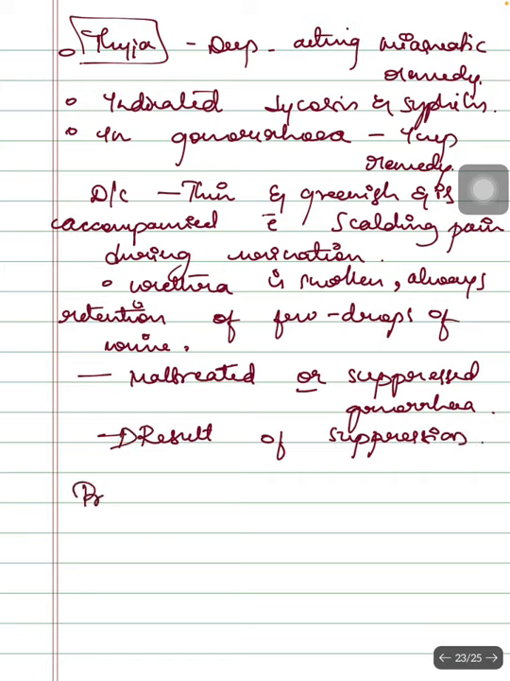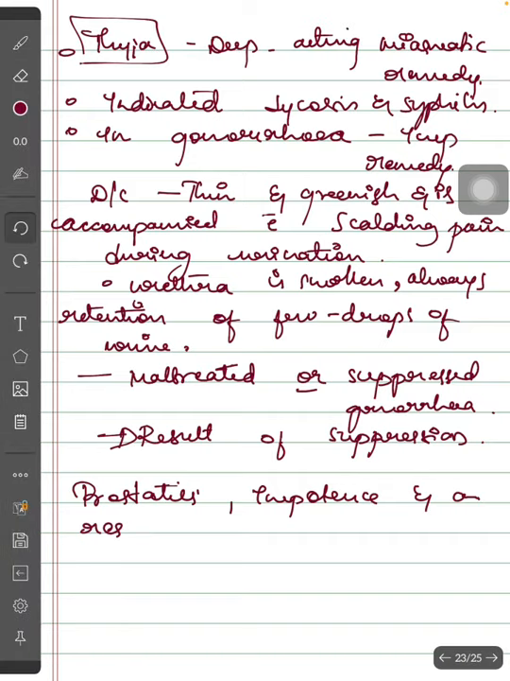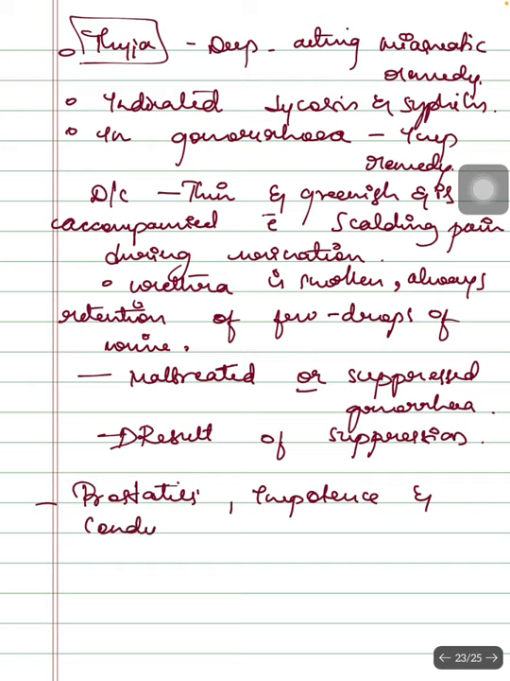Next one is prostatitis and impotence and condylomatous growths. These are to be seen everywhere. Okay, prostatitis, impotence and condylomatous growths. Here the penis is disfigured by the appearance of these warty excrescences. So you see there are condylomatous growths.